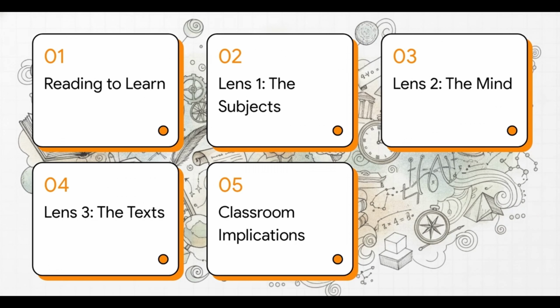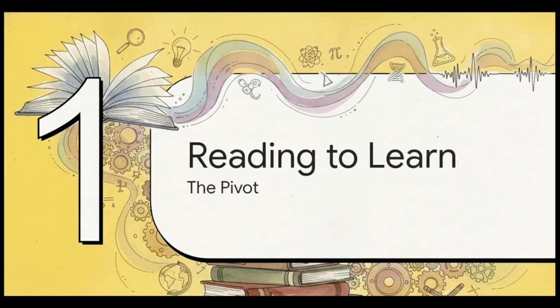So, here is our roadmap for today. First, we'll look at the pivot, reading to learn. Then, we'll explore the three lenses of comprehension, the subjects, the mind, and the texts. And finally, we'll wrap up with the actual classroom implications. All right, let's jump right into part 1, the pivot, reading to learn.